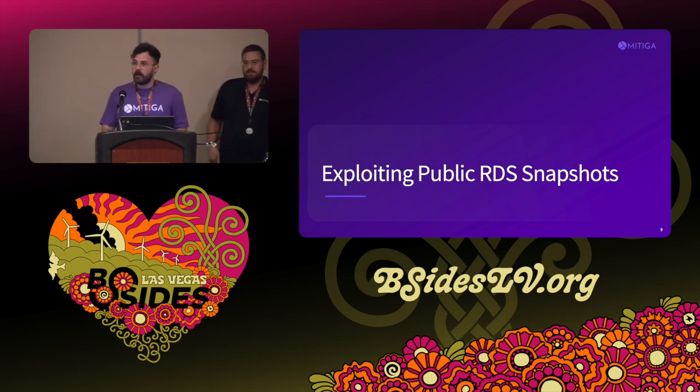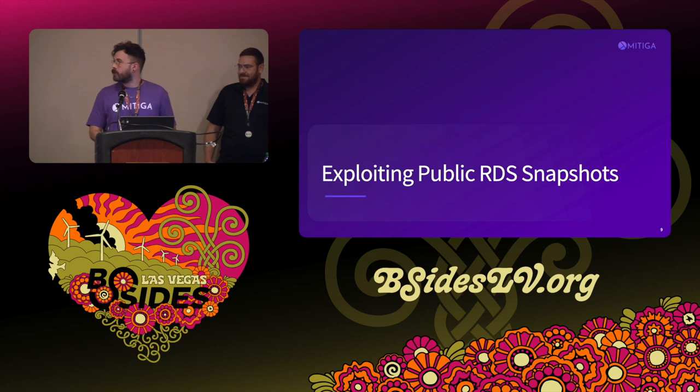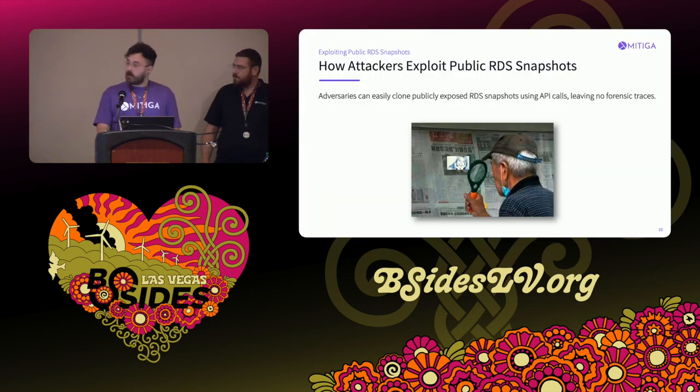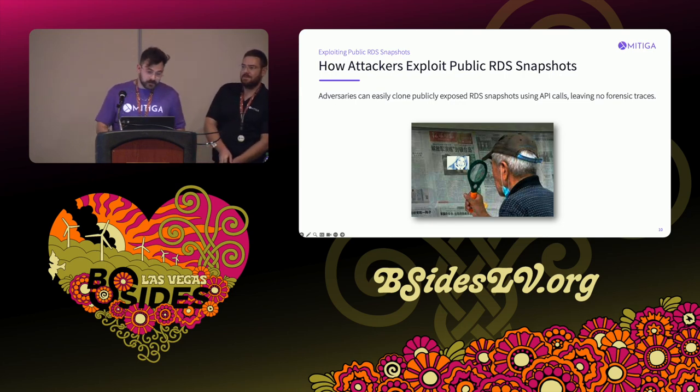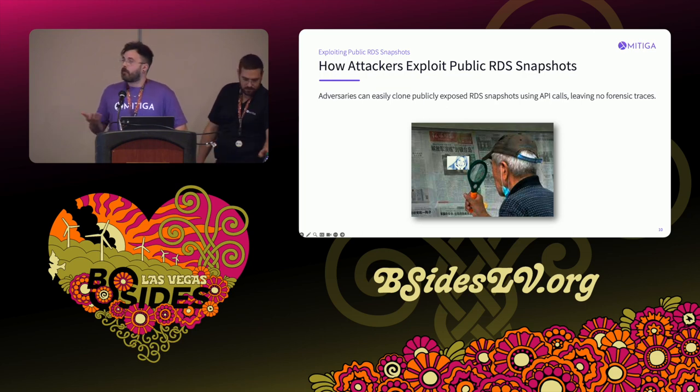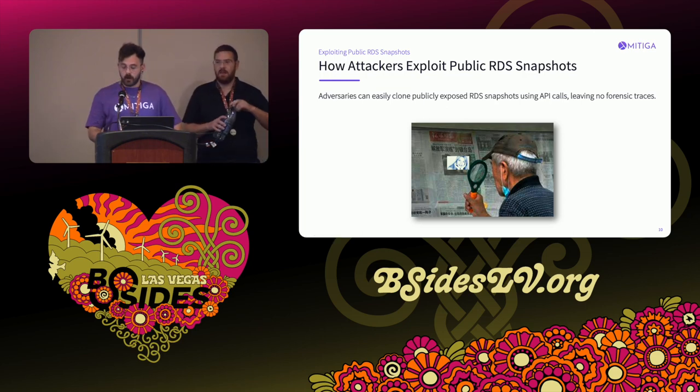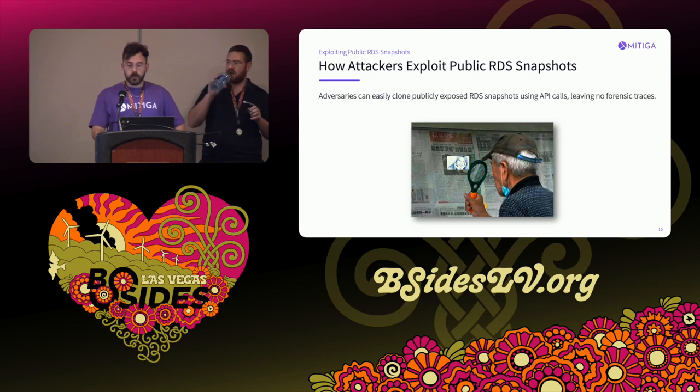So now we know what RDS is and what an RDS snapshot is, but let's see how it can be exploited by attackers. Here you can see an illustration of an attacker looking for sensitive data. But really, adversaries can easily clone a public RDS snapshot. The only thing they need to do is use two API calls that leave no forensic traces. You won't be able to see it in the logs, but they actually clone the snapshot.